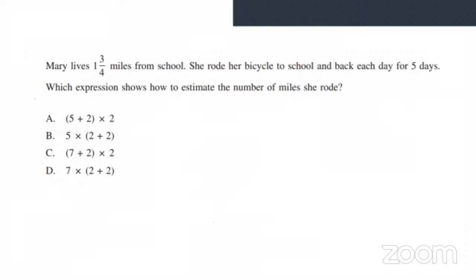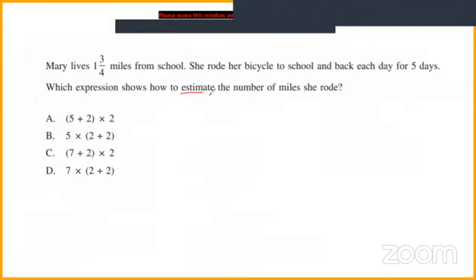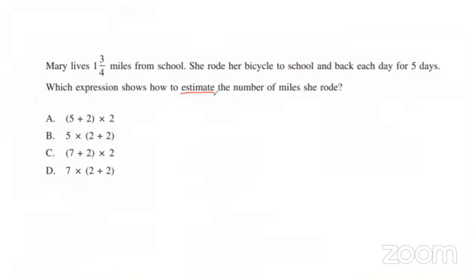So Mary lives 1.75 miles from school. She rode her bicycle to school and back each day for 5 days. Which expression shows how to estimate the number of miles she rode? A key term that we should look at here is estimate, because the responses are estimates as well, or at least one part is an estimate.